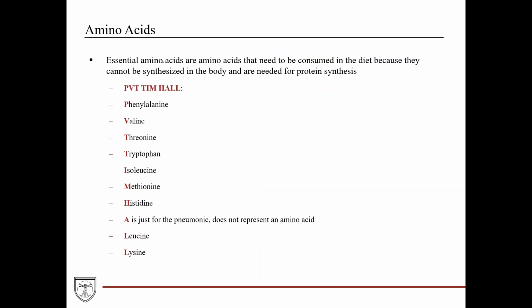Then you have what's called the essential amino acids. The reason they're called essential is because these are amino acids that need to be consumed in the diet because we cannot synthesize them in our bodies. So the only way we can get them is by eating them. And there's a nice mnemonic called Private Tim Hall that's used to help us remember this. P stands for phenylalanine, V for valine, T for threonine, tryptophan, isoleucine, methionine, histidine. And one thing you want to note here is that whoever made this up just put this A in there because they had to spell Hall. And A is just for the mnemonic. It doesn't represent an amino acid. And then you have leucine and lysine.